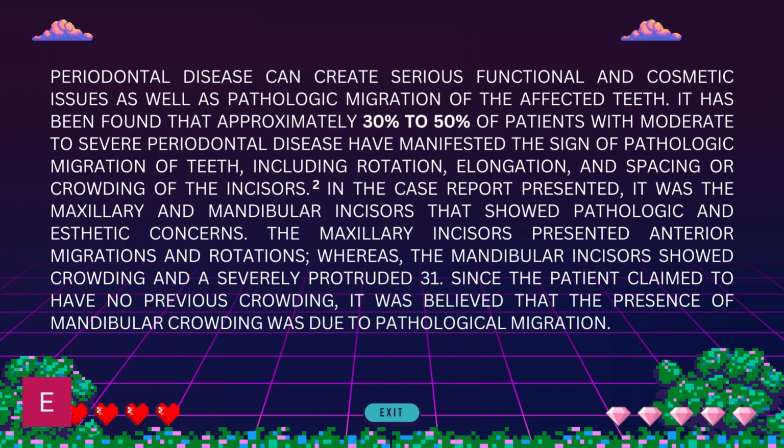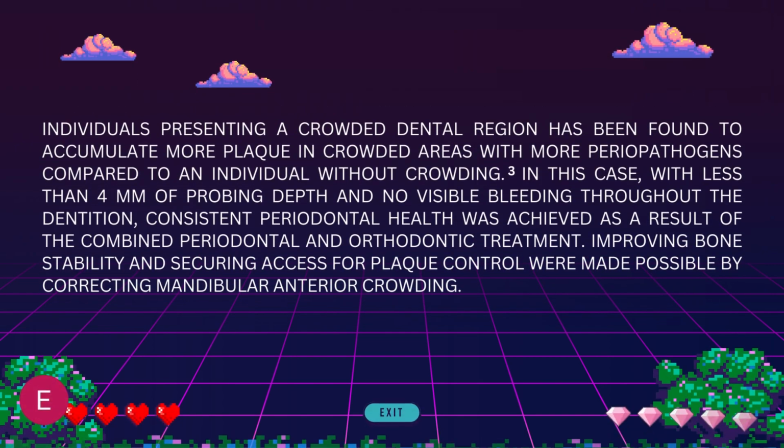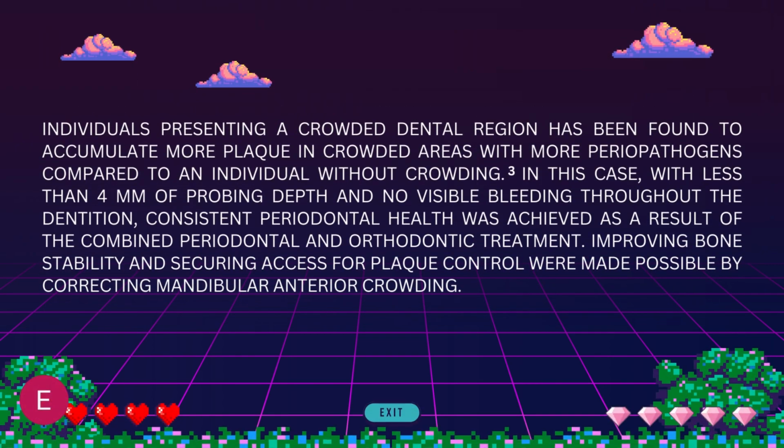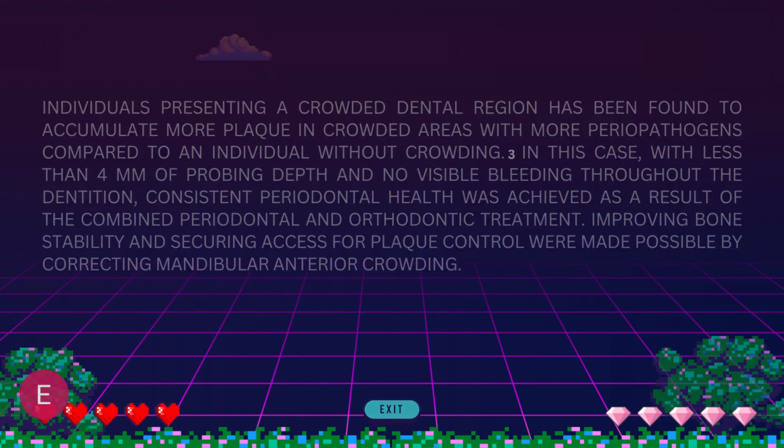to the pathological migration. Individuals presenting a crowded dental region have been found to accumulate more plaque in crowded areas with more periopathogens compared to an individual without crowding. In this case, with less than 4 millimeters of probing depth and no visible bleeding throughout the dentition, consistent periodontal health was achieved as a result of the combined periodontal and orthodontic treatment. Improving bone stability and securing access for plaque control were made possible by correcting mandibular anterior crowding.